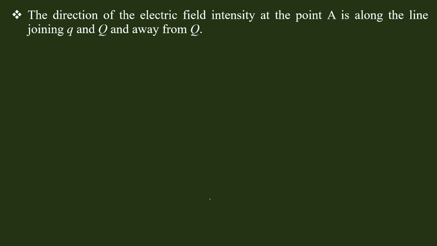The direction of the electric field intensity at point A is along the line joining small q and capital Q and away from Q.